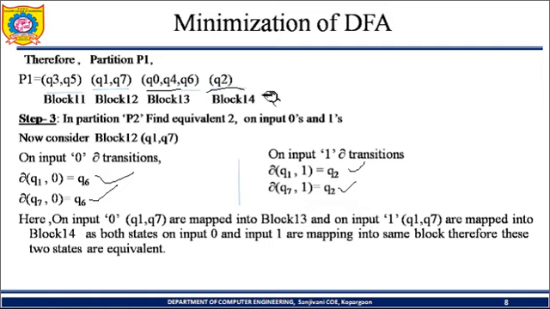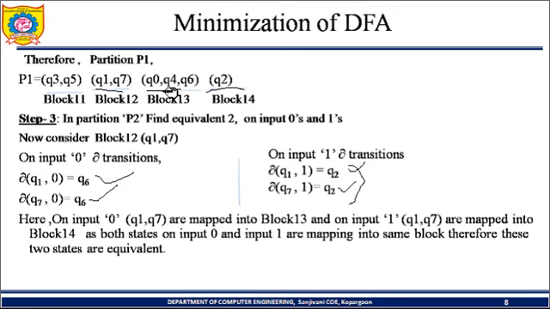I am repeating, I am not saying the same state. Actually here it is the same state, but that doesn't matter, even if it is in the same block we can still say that those two states are identical. On input 0, Q1 and Q7 are mapped into block 1 3, and on input 1, Q1 and Q7 are mapped into block 1 4. As both states on input 0 and 1 are mapping into the same block, those two states are identical. No further partitioning is possible.